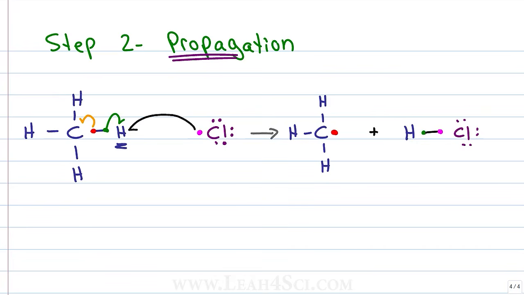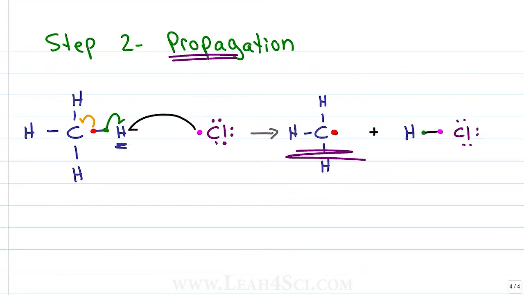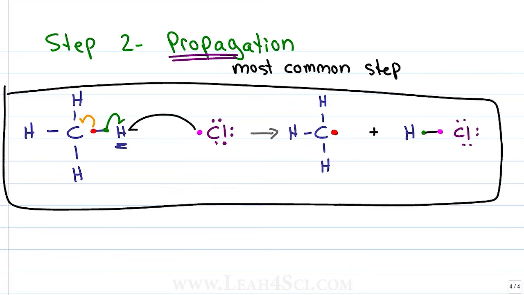Even though we have so few radicals at any given time, a radical attacks a molecule to create another radical. This radical will then attack another molecule to create another radical, which attacks another one to create another and another and another. And this is how we constantly propagate that radical reaction. This is the most common step in a radical mechanism, as we'll see in a moment. But first, the key to recognizing a propagation step within a radical reaction is to recognize that you have just one radical on your reactant side and one radical on your product side.